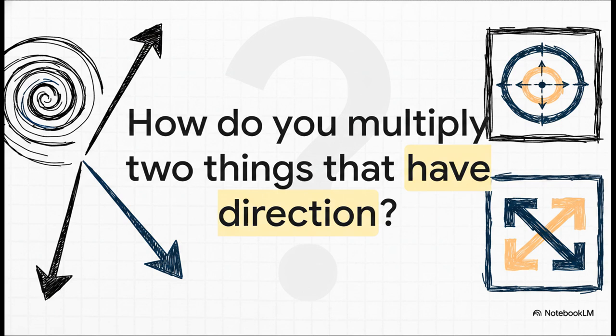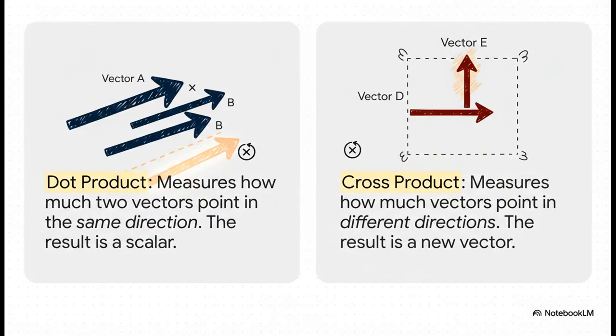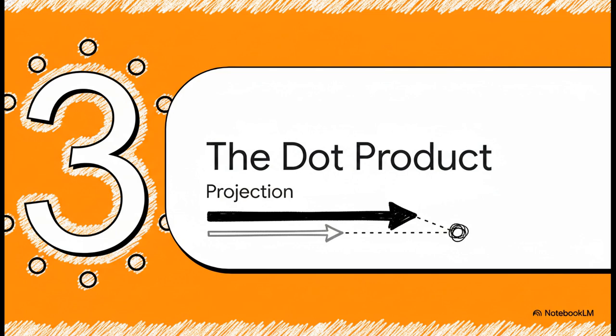Well, it turns out there are two incredibly powerful and logical ways to do it, and each one tells you something completely different about how those two vectors are related. So the first method, that's the dot product. It basically answers the question, how much are these vectors aligned? The second one, the cross product, answers, how perpendicular are these vectors? One gives you a single number that represents their similarity, and the other gives you a brand new vector that represents their difference.